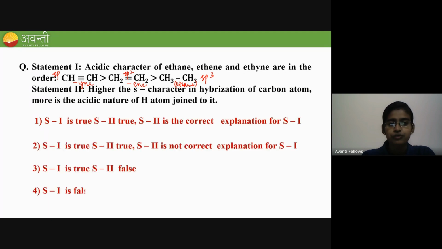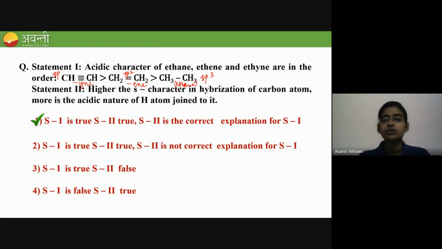So, 4 options are given to you. I will give you 15 to 30 seconds to solve this question. And try to give me the correct answer in the chat box. Tell me whether it is option 1, 2, 3 or 4. Option 1. Very good, Aisha. That is the correct answer. Great. Option 1 is the correct answer.